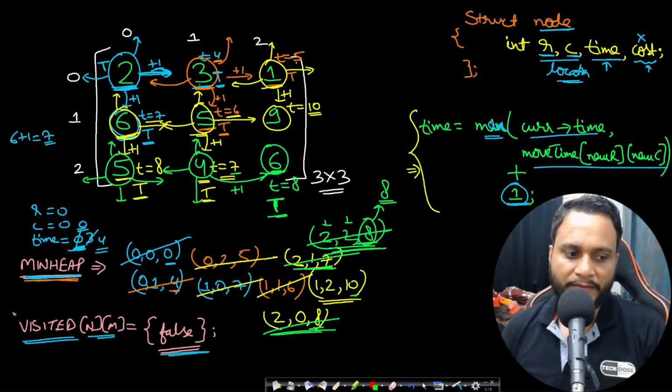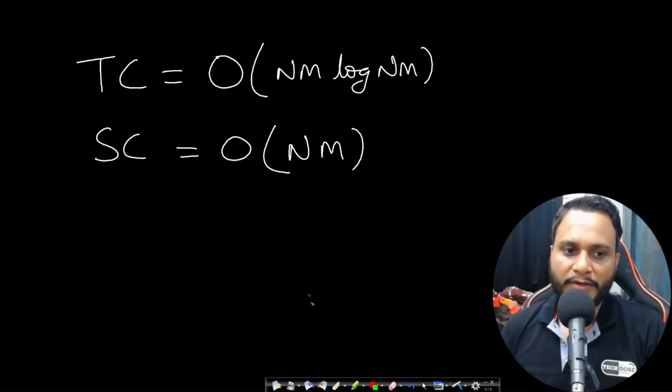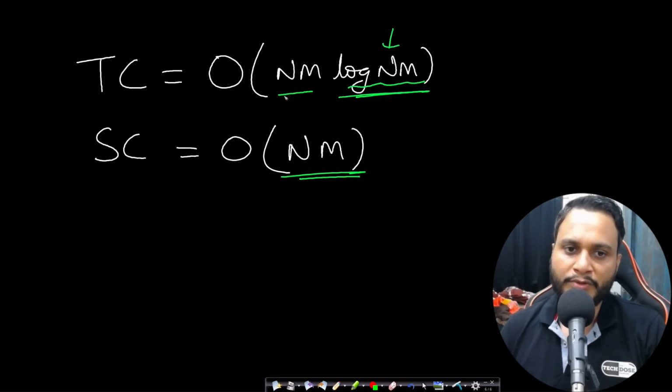In this case, we have taken a visited array as extra space, and we are maintaining the min heap as well as extra space. So the space complexity will be order of nm and the time complexity will be nm times log nm. This log nm is coming due to the min heap that we are using, and these are the number of times we will most probably be taking out from the heap in the worst case, right? So nm log of nm. Now let's look at the code.